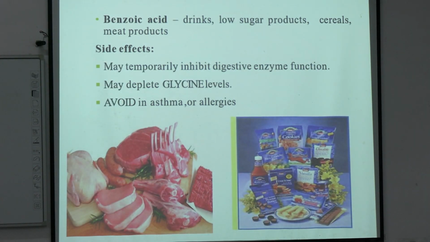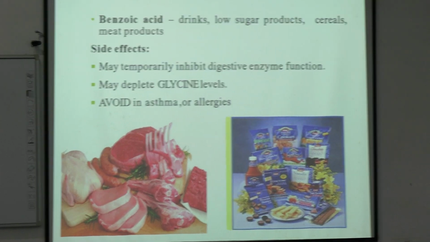Then benzoic acid in drinks, low sugar products, cereals; it may deplete glycine levels and is best avoided in asthma and allergies. It can also inhibit digestive function. So these are present in low sugar products, cereals, all these packets which you are seeing.